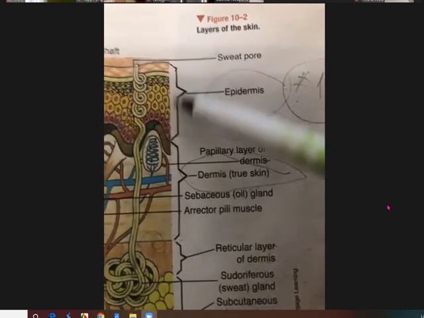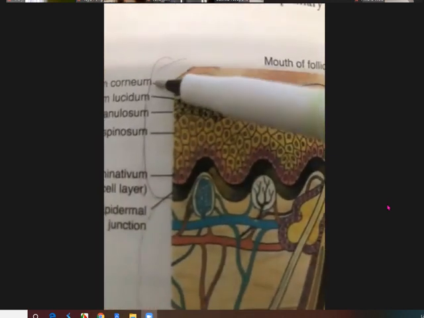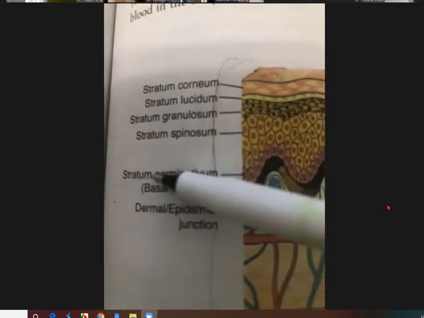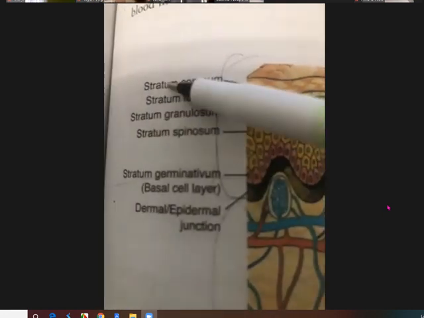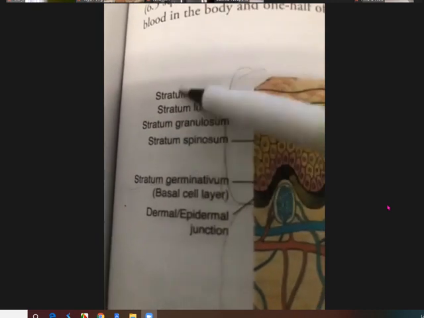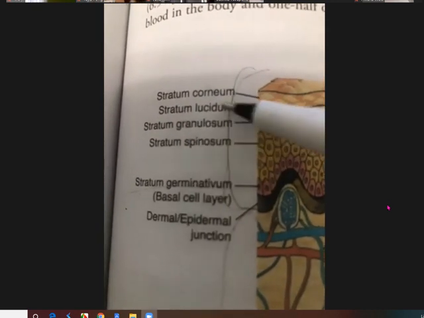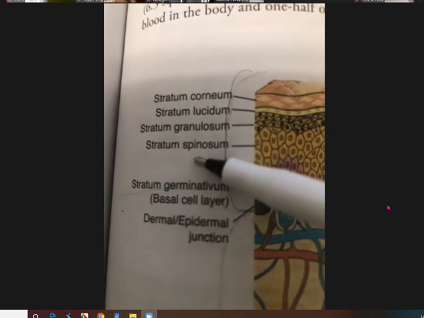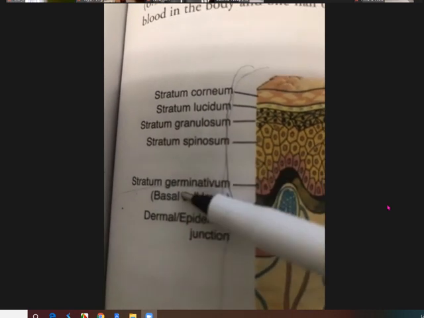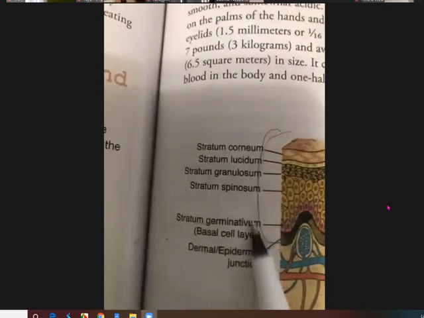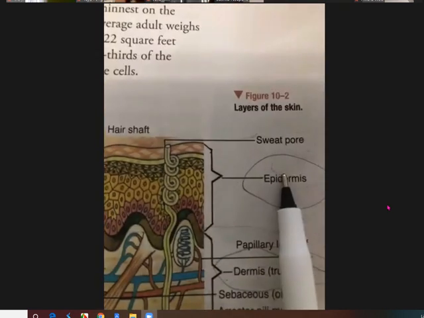See here? This is your epidermis. Epidermis has 5 layers. 1, 2, 3, 4, 5. They're all called stratum. Stratum corneum, stratum lucidum, stratum granulosum, stratum spinosum, and stratum germinativum. These 5 layers are part of your epidermis. So your epidermis has 5 layers.